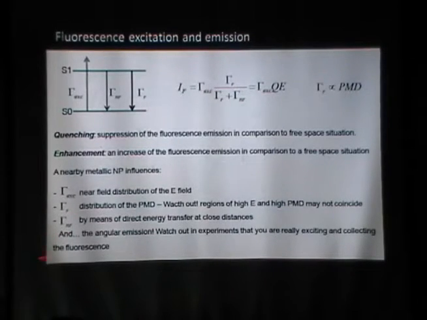And finally, a nearby metallic nanoparticle will modify the angular excitation and emission. So this is very important in experiments when you have a limited setup: you illuminate your sample from one side normally, from one direction, and you collect your light with a limited numerical aperture, right? So if you want to see what's going on in terms of quenching or enhancements, you have to watch out that you are exciting and detecting from the right direction, because you might be losing your signal or your excitation just because you are exciting in the wrong way.